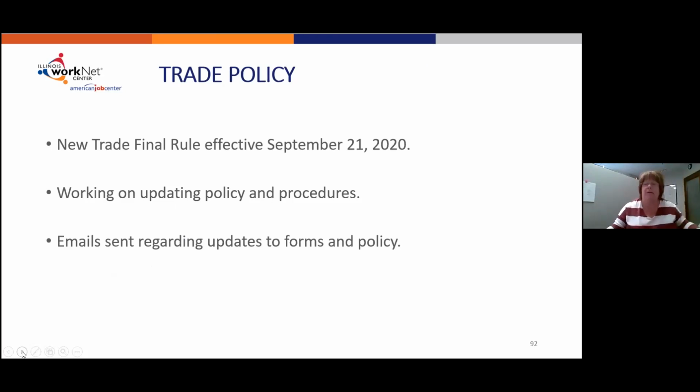So I know you're all wondering, where's all of our new trade policy, right? From our new final rule last year. Yes, the rules were issued September 21st of 2020, over a year ago. We have worked very diligently on updating policy and procedures. And I don't know if any of you have gone through this process before. We have found it to be very interesting, challenging at best.